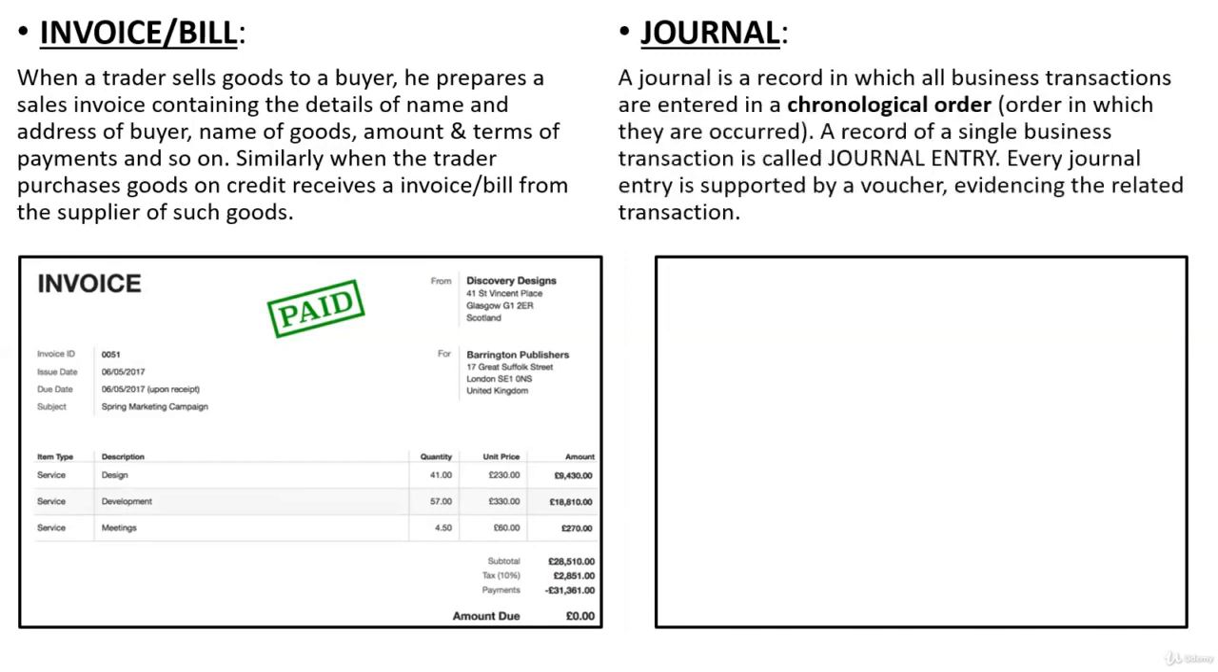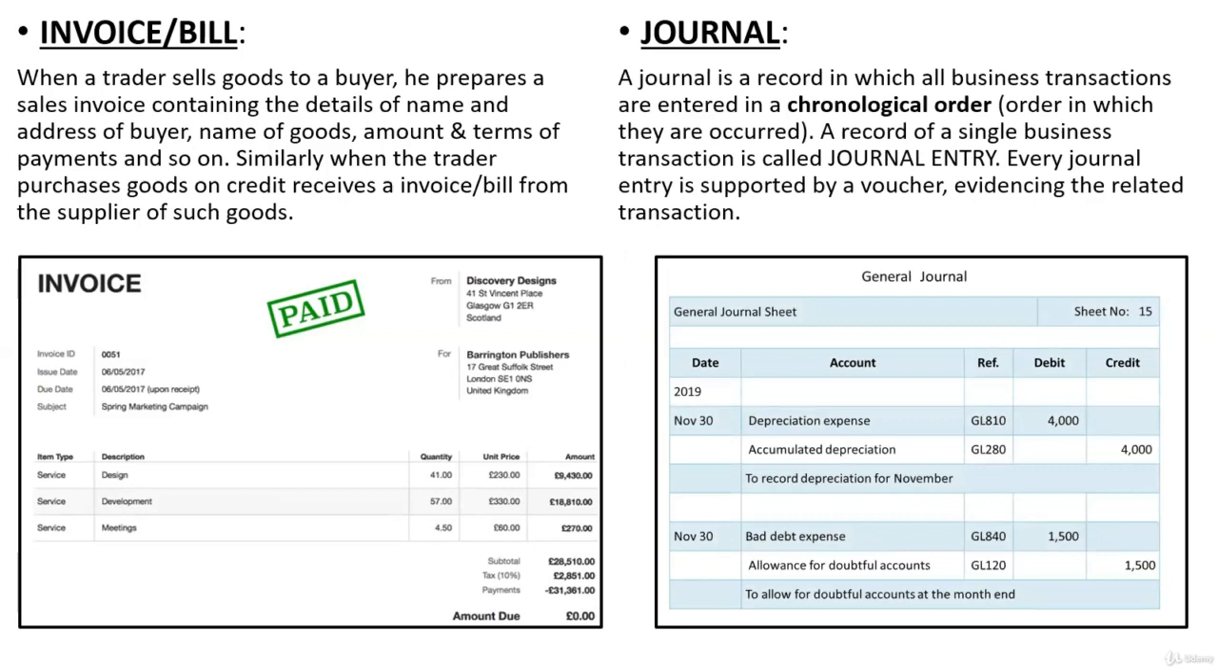In an invoice, you will get each and every detail related to the transaction. Now comes the journal. What is a journal? See, a journal is a book in which you record the events or transactions of your business in chronological order. What do you understand by chronological order? It is the order in which you are recording the transactions as and when they are happening.